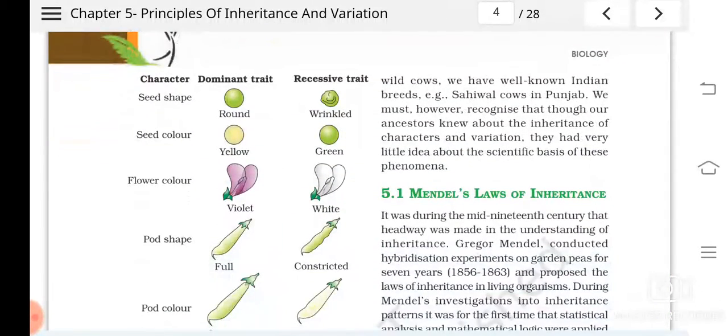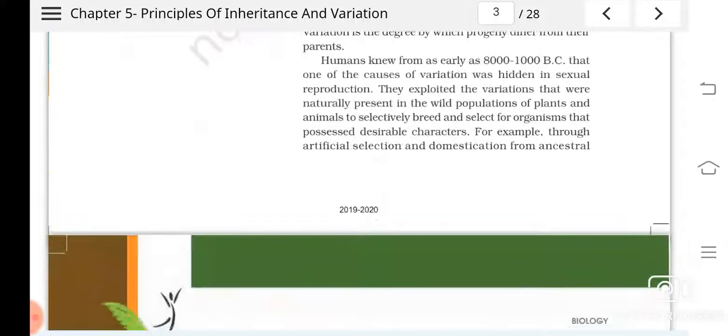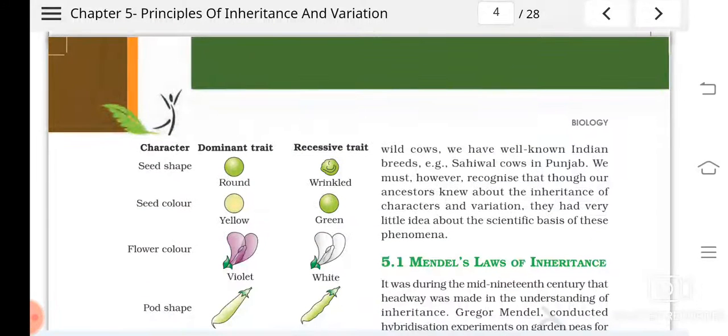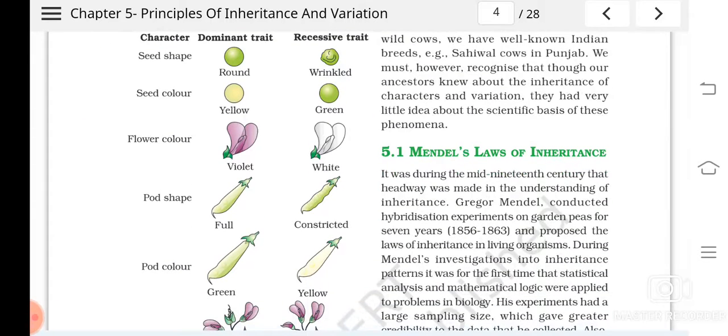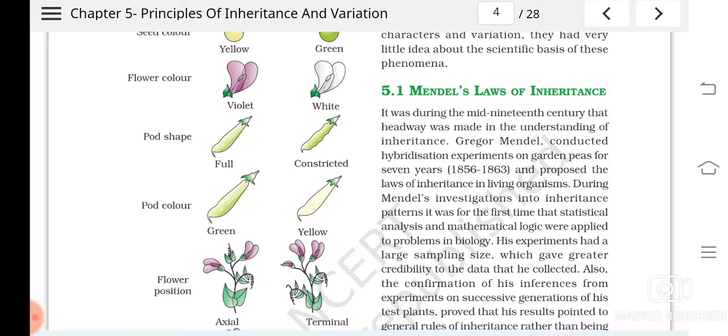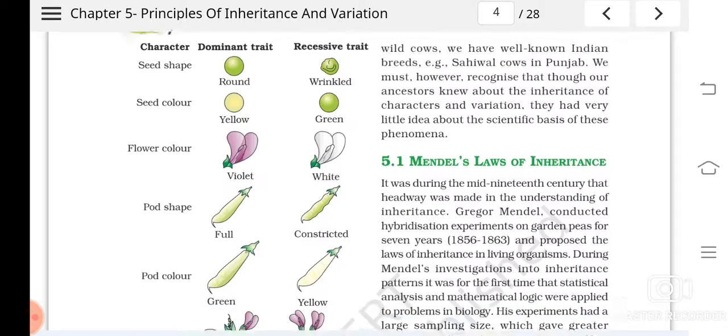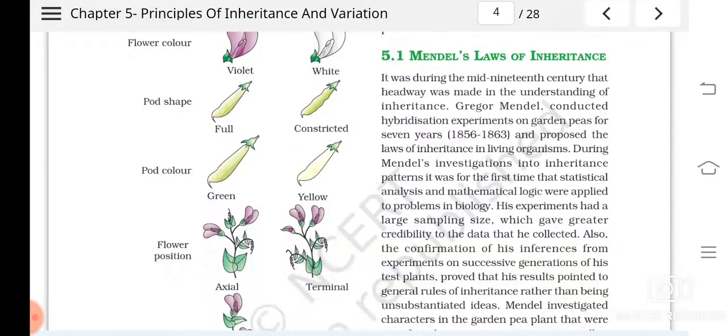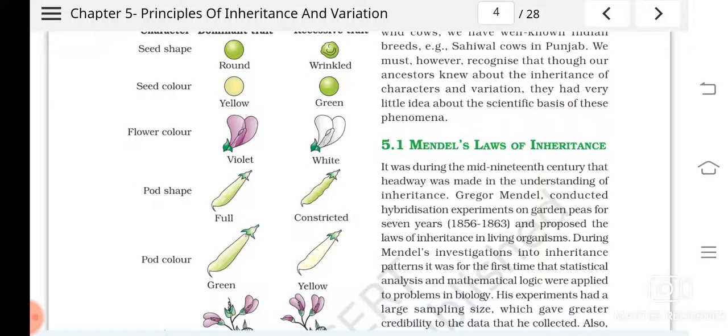And we have studied about Mendel's work. Mendel started his experiments in which plant? Garden pea plant, Pisum sativum. And he selected various characters with alternative traits. You have to remember which is the dominant and which is the recessive, the 7 characters and their dominant and recessive traits. So you see, flower position, the dominant character is axial, and terminal is recessive. Likewise pod shape, full is dominant and constricted is recessive.